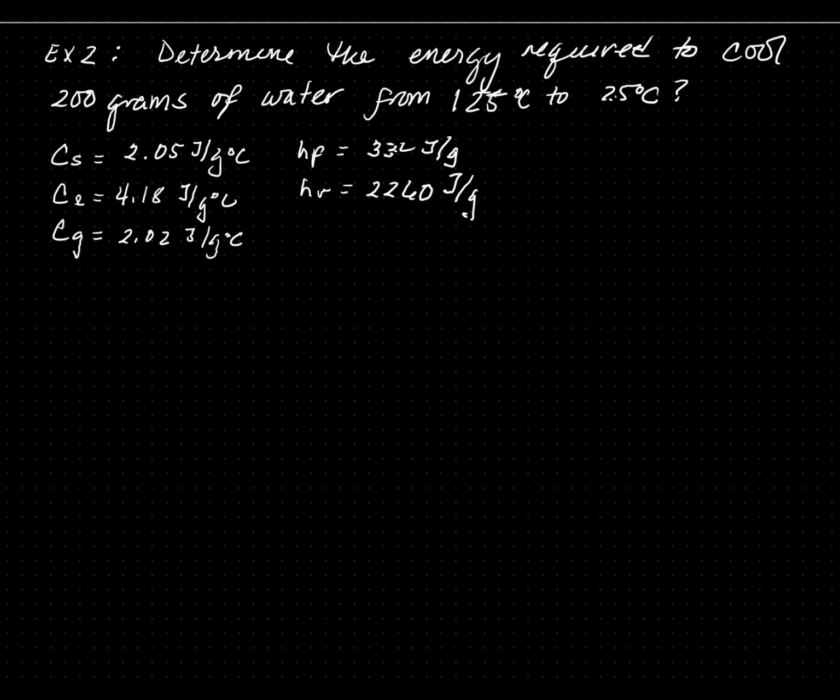Here, we're going to determine the energy required to cool 200 grams of water from 125 degrees Celsius to 25 degrees Celsius. It is the same substance going through multiple changes. First thing we're going to do is sketch a graph. Bottom plateau is 0 degrees Celsius for water. The second one is 100 degrees Celsius for water. Next, I'm going to mark the starting point, which is 125 up here, and we are going to 25.